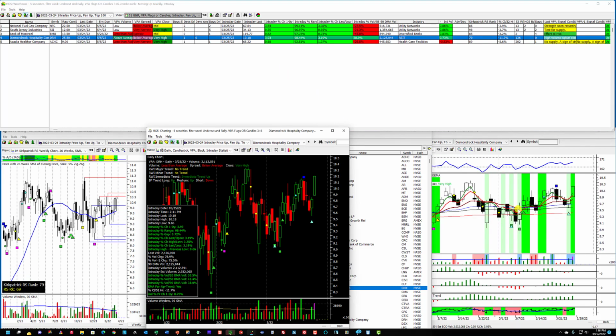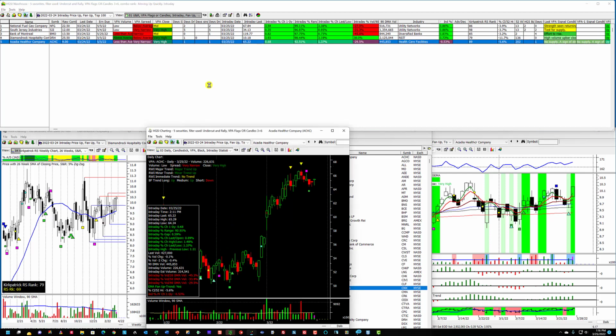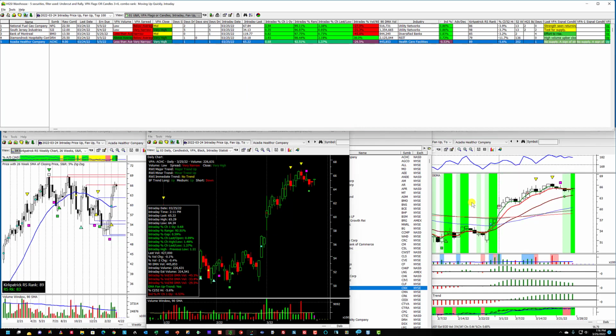Diamond Rock Hospitality. Same thing. I don't like this chart because it's really too loose. I try to stay away from those. They're too hard to trade. And then ACHC. Nice setup here. Nice run. Setting up again and crossing over.